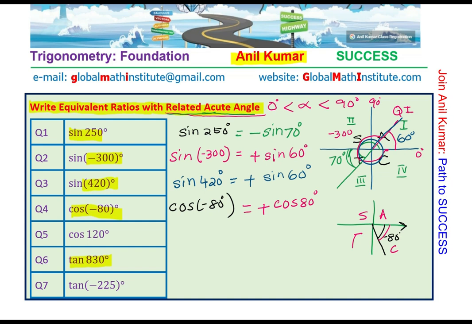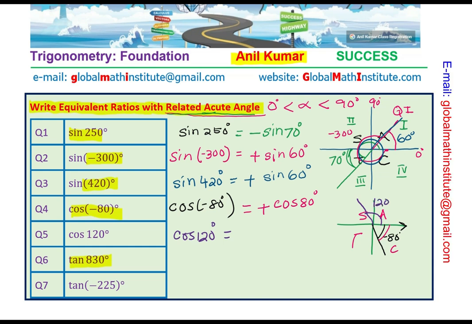Now, can you do the next one? Cos of 120 degrees. Perfect. Let's rewrite. We have cos of 120 degrees, a positive angle. So we're going to move in the counterclockwise direction. 120 is 60 less than 180, correct? Kind of like this, right? This is 120 degrees. And what is the related acute angle?